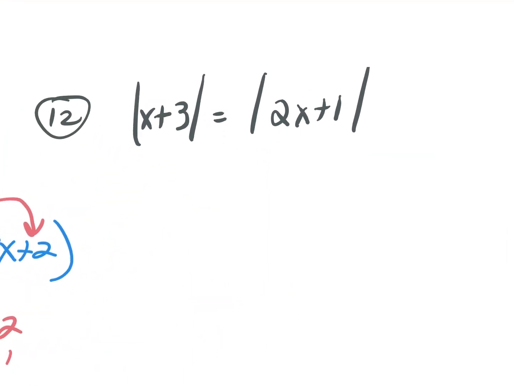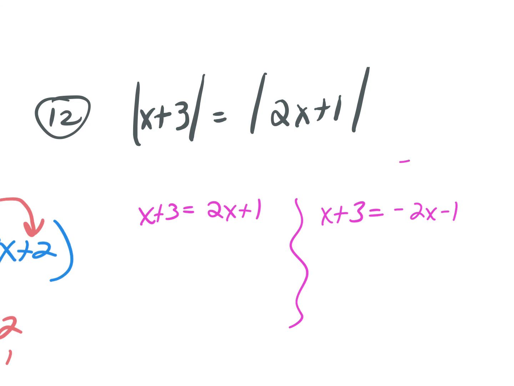All right, are both of my absolute value bars isolated? Yes. So I'm just going to rewrite this as x plus 3 equals positive 2x plus 1. And then I have x plus 3 equals negative 2x plus 1, which would become negative 2x minus 1. It's negative 2x plus 1, and we have to distribute the negative. You can write it either way. You just got to make sure you distribute the negative.